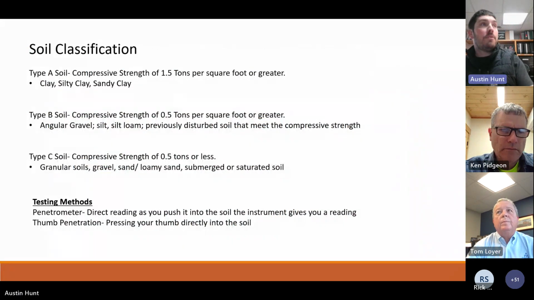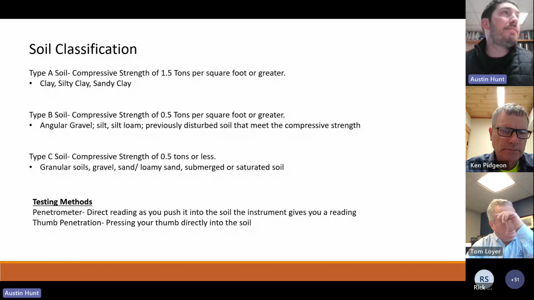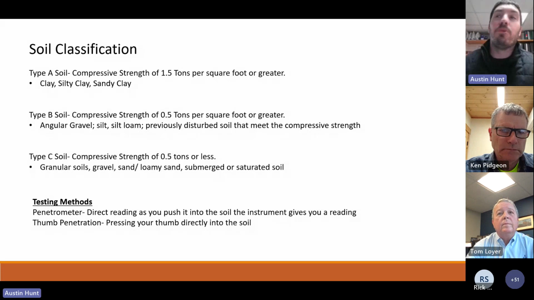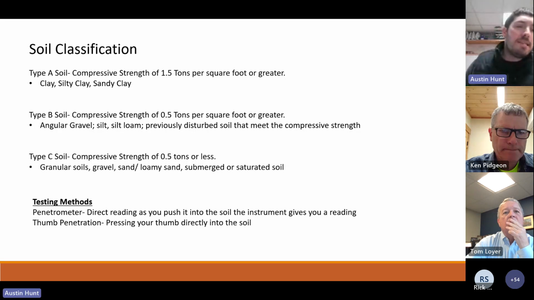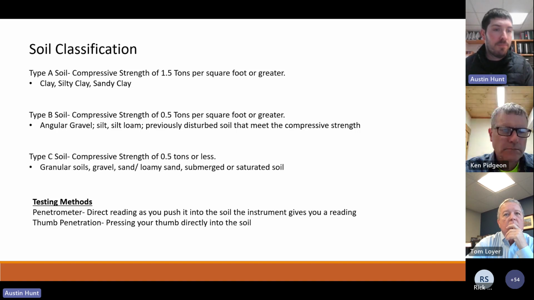I want to talk a bit about soil classification first. Type A soil would have a compressive strength of 1.5 tons per square foot. This will be your clay, silty clay, sandy clay. The soil really stays together well, and when it dries out, it's almost as hard as rock.